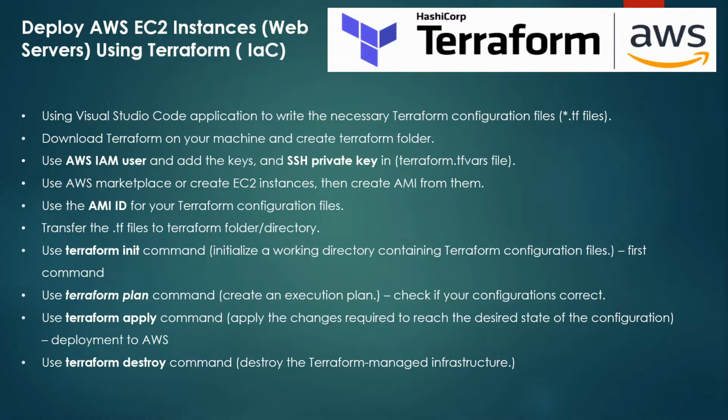We also need an AMI, or Amazon Machine Image ID. We are going to use either AWS Marketplace, or we just create our own EC2 instance, install and configure whatever service you want to be there, then create an image from that instance and use the AMI ID to add in your code. Transfer the TF files once you're done using Visual Studio Code. Transfer these files to the Terraform folder you created, where the Terraform tool exists.